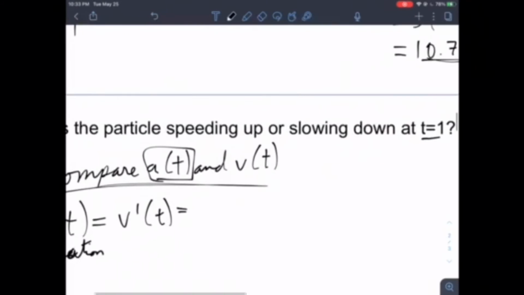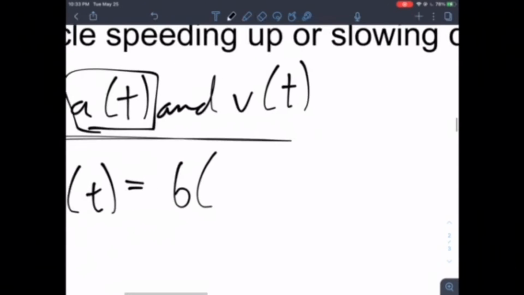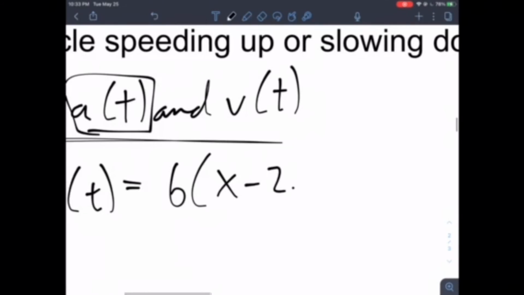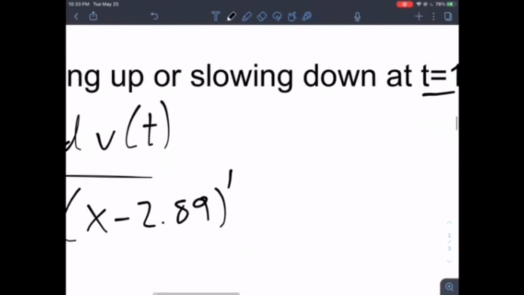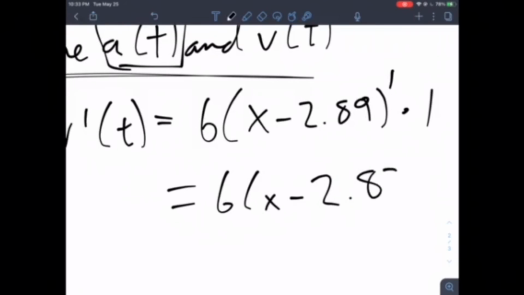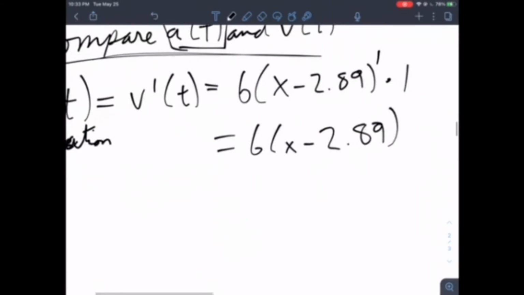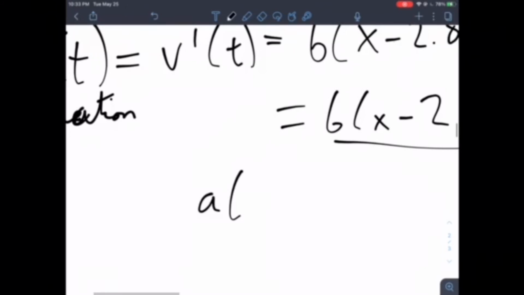So let's do what we did for part C. So, 6 times x minus 2.89, and since we brought the 2 down, we're just going to have a 1 there. And then let's use our u substitution for chain rule. That's just going to equal 1 because we have the same parentheses. So basically what we're going to get is 6 times x minus 2.89. If you want to be fancy, you can multiply that out, but that's not necessary. It's going to be much easier if we keep it the other way.